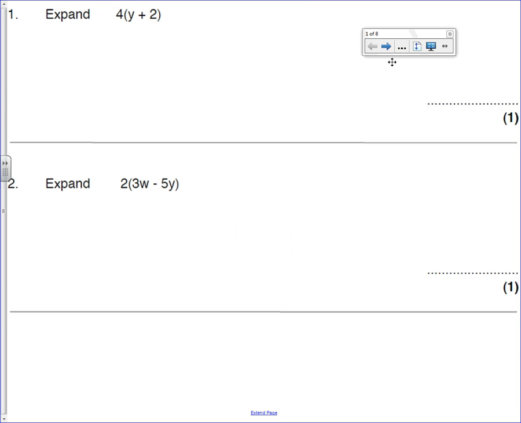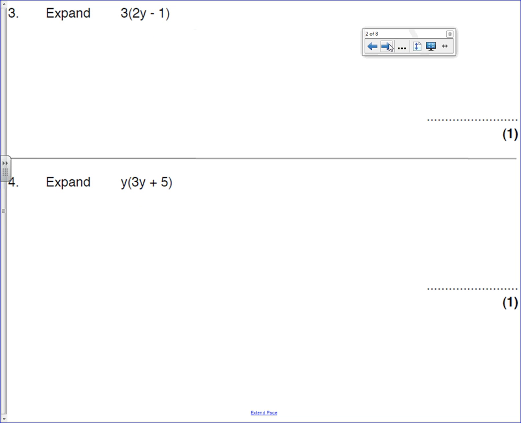So question 1, simple single expanded brackets. To expand this, you've got to do 4 times y, which is 4y, and add to that 4 times 2, which is 8. Similarly, on question 2, you've got to do 2 times 3w, 6w, and you've got to do 2 times negative 5y, which is negative 10y.